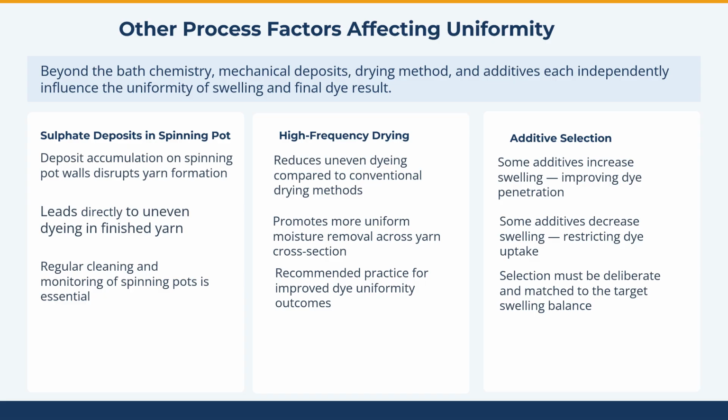Several additional process factors also affect swelling uniformity and dyeing performance. One important factor is sulfate deposit formation inside spinning pots. These deposits disturb yarn formation and often result in uneven dyeing. Regular cleaning and inspection of spinning pots are therefore necessary. Drying technique is another important consideration. High-frequency drying provides more uniform moisture removal compared with conventional drying methods and helps improve dye consistency.